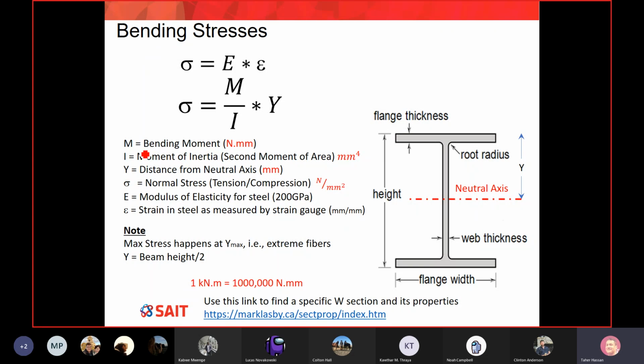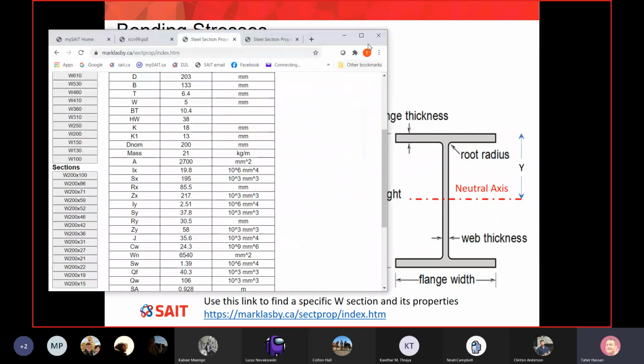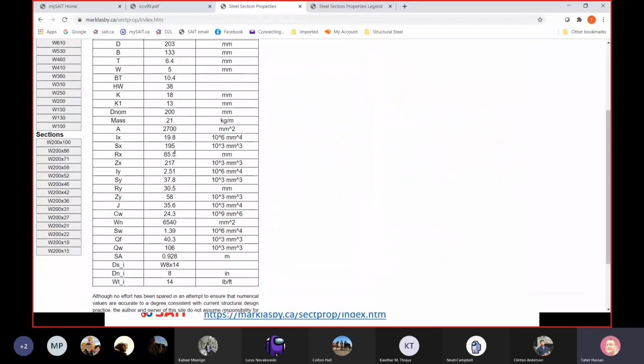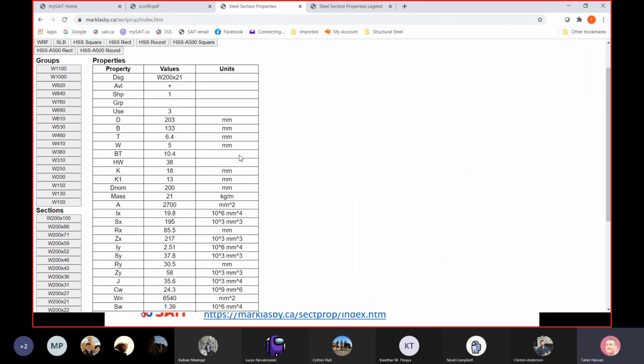So one more time, what is my M? Simply, this is my bending moment. What is I? I is called the moment of inertia, or in some other literature, the second moment of area. It's one of the properties of the section. How can I find the moment of inertia? You don't have to calculate it yourself. Look at this picture here. Can anybody tell me how much is my moment of inertia for this beam, which is W200 by 21?